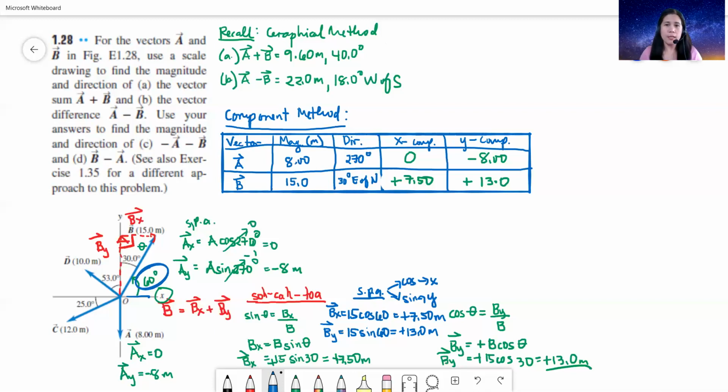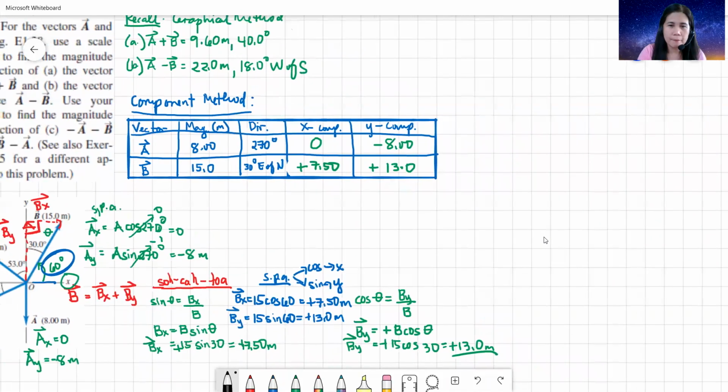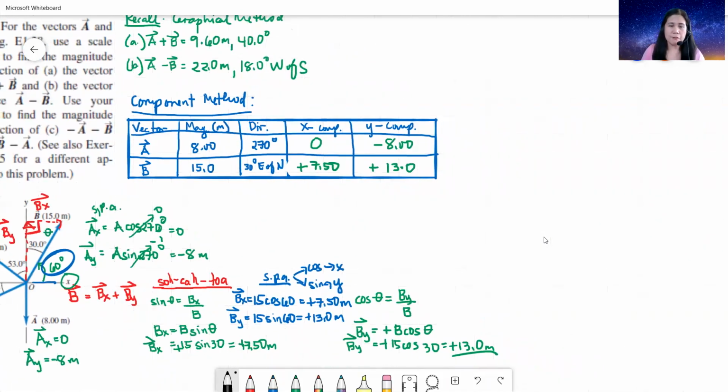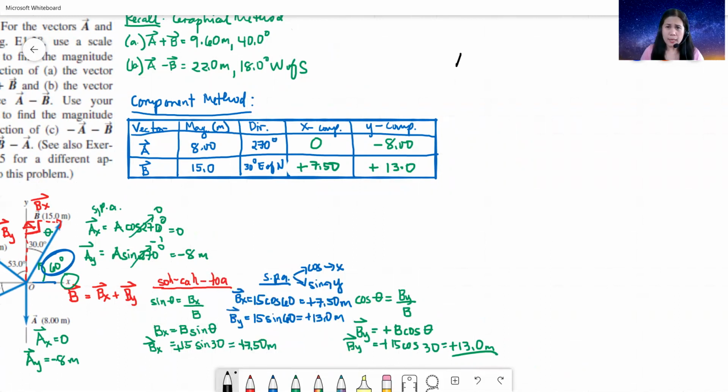Okay. So now that you have your components, we can now say that, move ko konti dito. Ayan. Okay. So by definition, we say that A plus vector B, so this is already, I'm answering A, no?